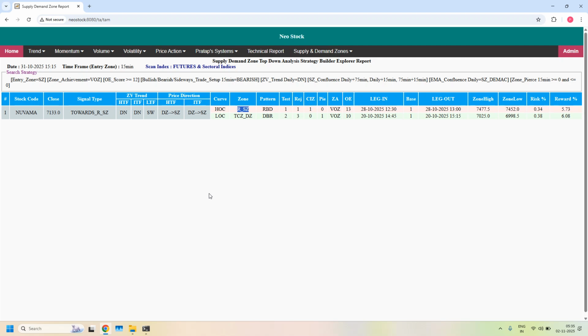Okay. So this is a bearish trade setup for daily income trade. We have completed all the 3 income trade report generation. Next, I will generate finding the stocks near demand and supply zones for all the time frames.